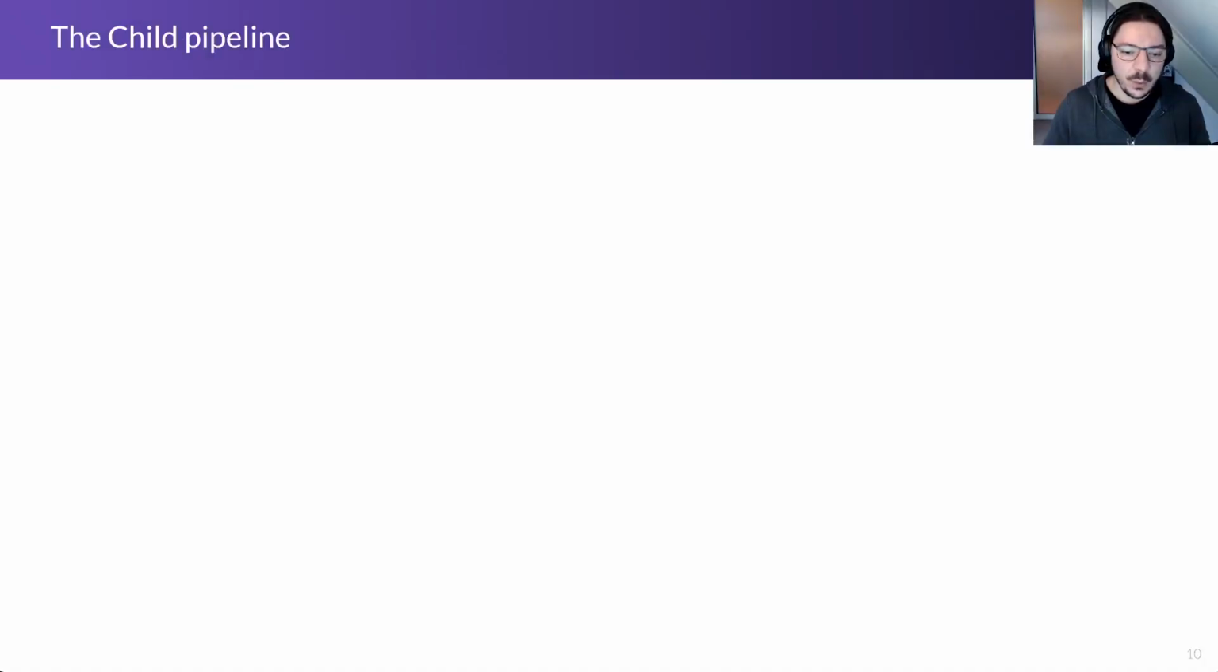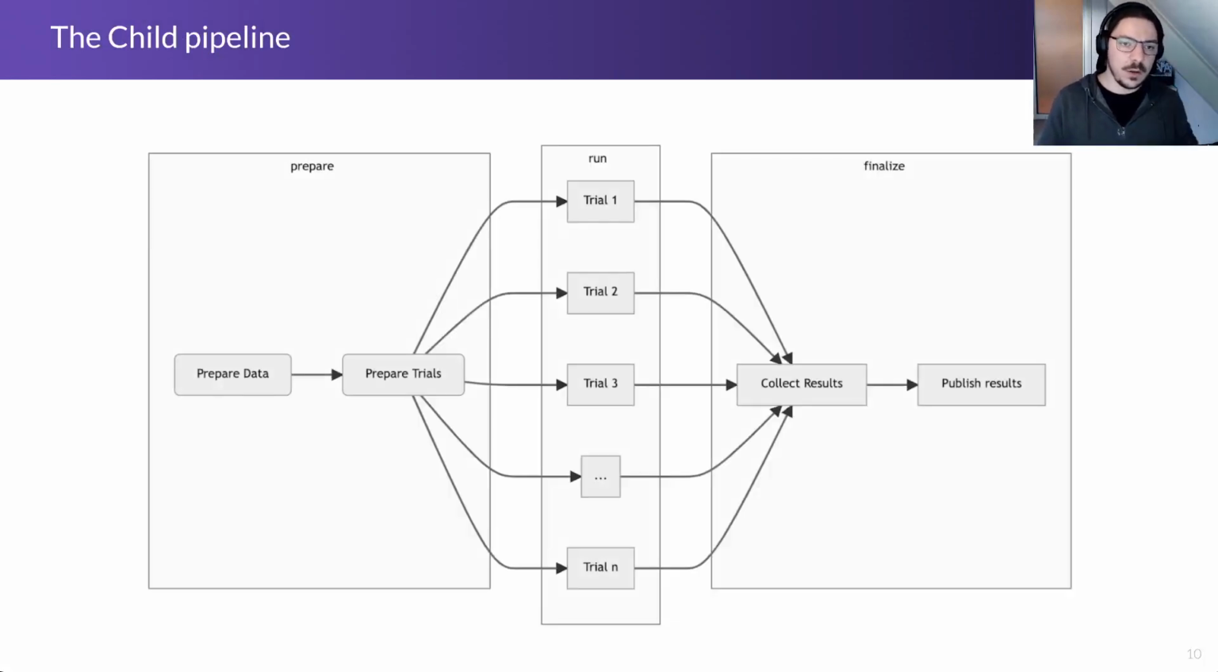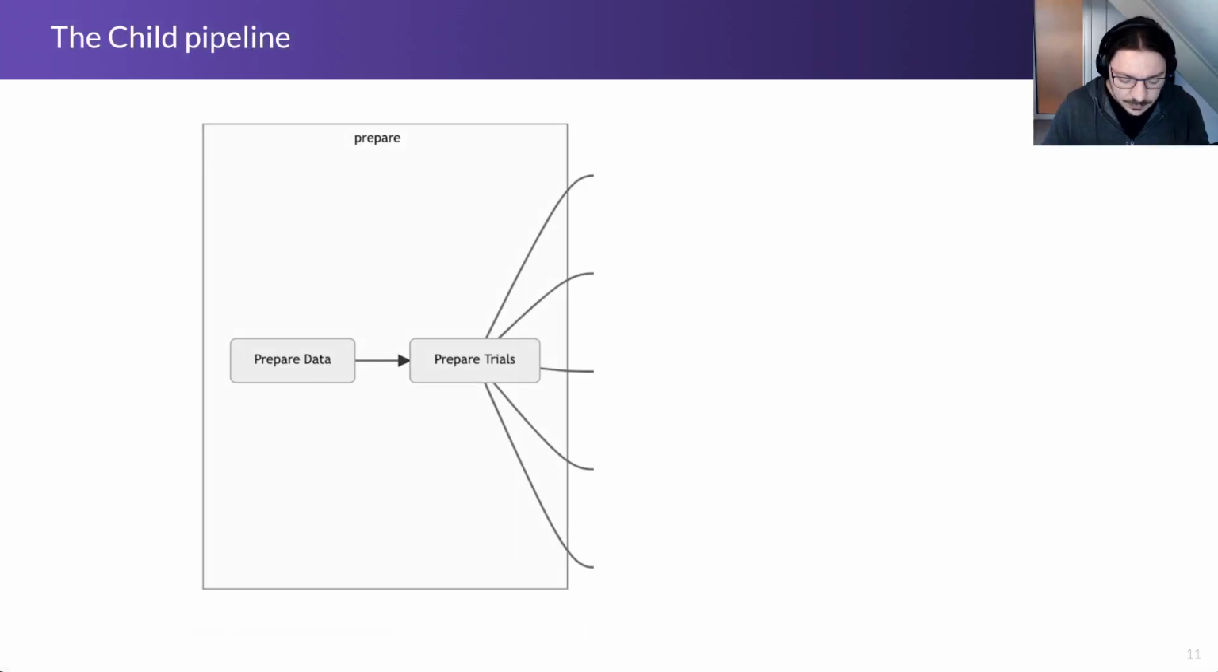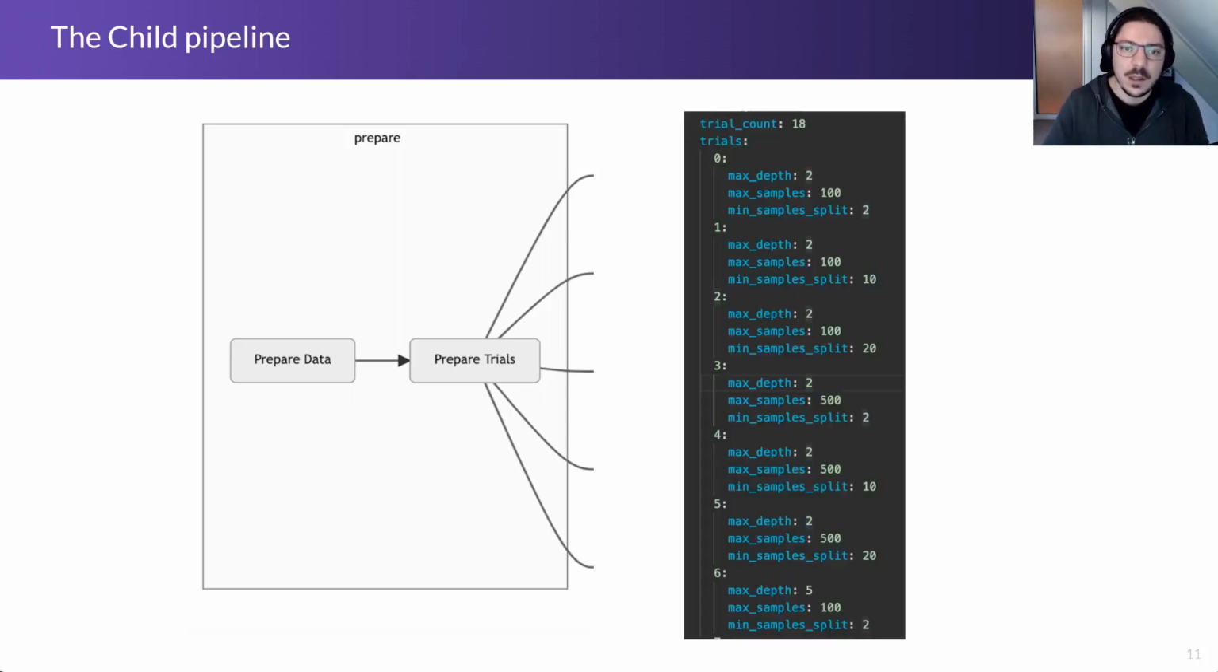And then with that, it creates the child pipeline that looks like this. So like I showed before, it has a preparation step, and then it has a run step, and then a finalized step. Prepare step, two things. One, prepare the data, still the same synthetic data that we used before, but it also prepared the trial files. So it creates a file with all parameters that each one of the trials are going to pick up.